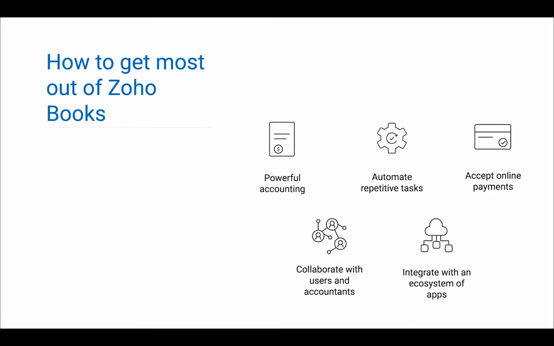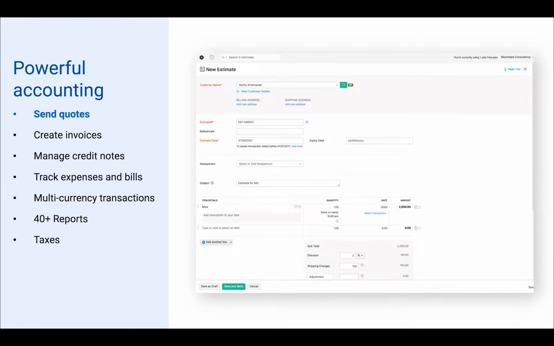So how do you get the most out of Zoho Books? Zoho Books has a powerful accounting solution even for enterprises. You can also automate your repetitive tasks, accept online payments, collaborate with n number of users and integrate with an ecosystem of apps. So let's see how each of these things helps you aid your business growth. First, let's go with the powerful accounting part.